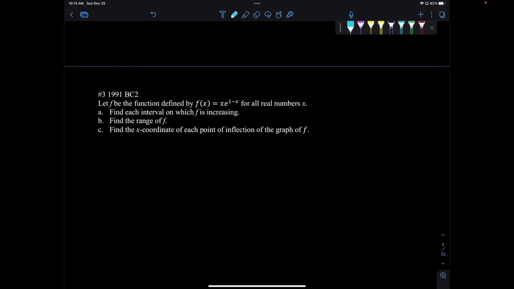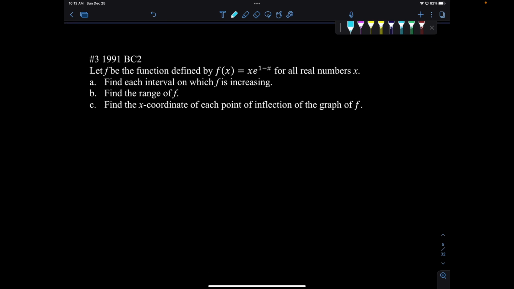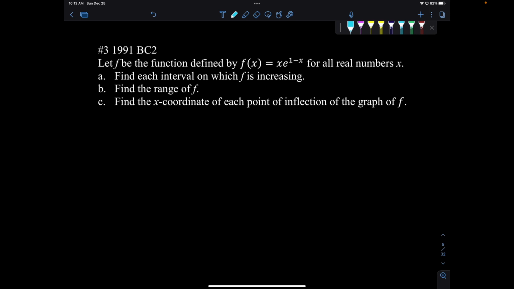All right, this is 1991 BC2. So f of x is x e to the 1 minus x. We want to find where f is increasing. We want to find the range. We want to find the x coordinate of each point of inflection. All right, here we go.